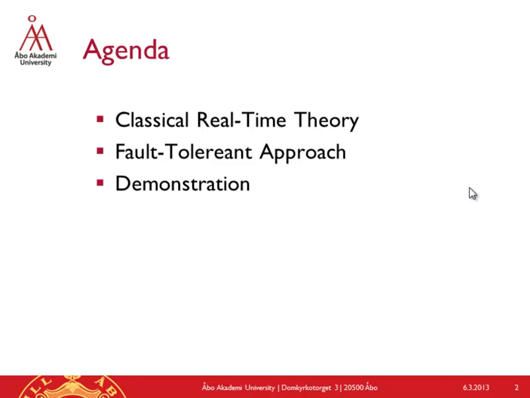And I will start with some terms from classical real-time theory, because we have to be familiar with what things we are going to solve. Later on, I will cover the fault-tolerant approach for real-time systems, where we have an ability to create two versions of the same software, so-called primary version and alternative version, and deal with this. And later on, I'm going to demonstrate how to model such system behavior in a real-time system.